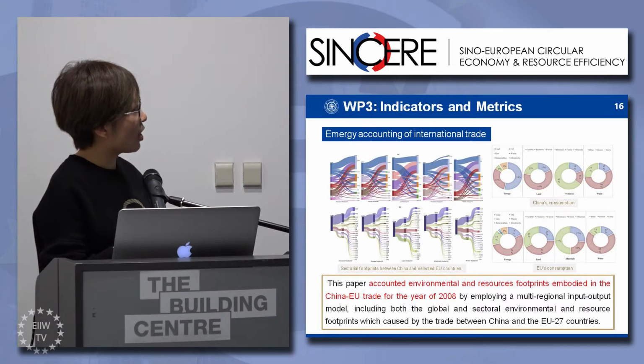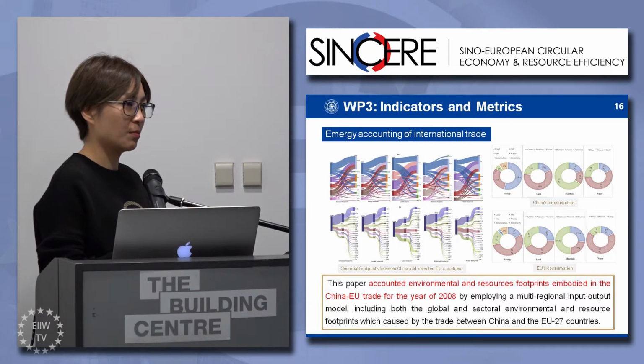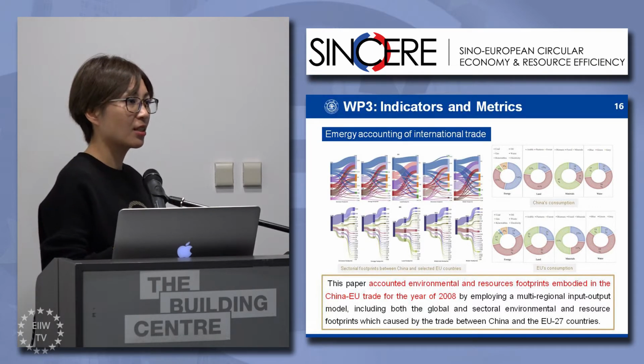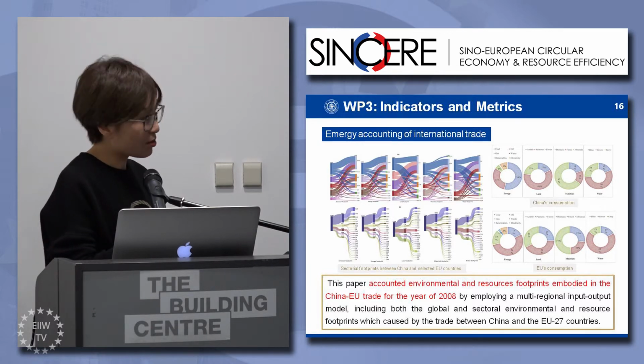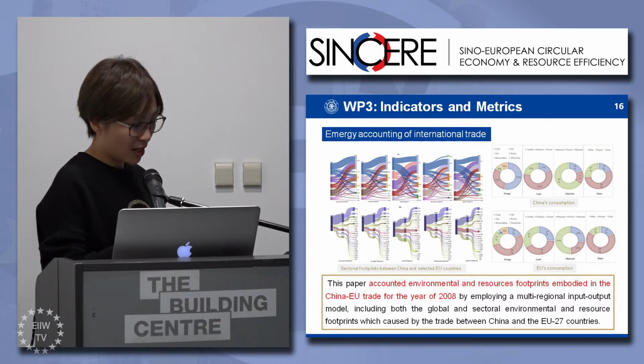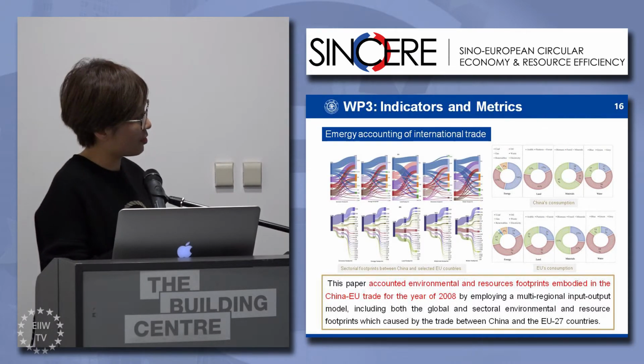This one is the emergy accounting of international trade. I think the data source is that Professor Geng has bought the trade data, so they can evaluate what materials are imported and exported in China. The findings they show in the picture are China's consumption and the EU's consumption. If we compare these two figures, we can see some differences. For example, the energy. The energy China consumed is mostly coal, and in the EU it is different. And also other resources, like water.